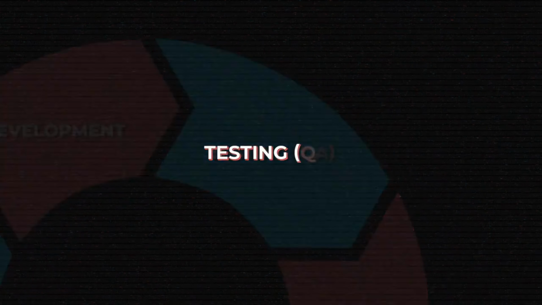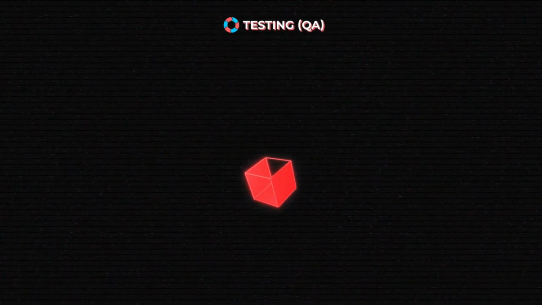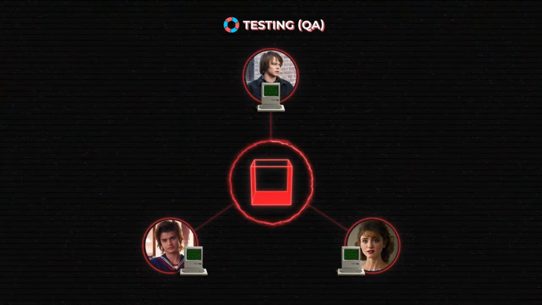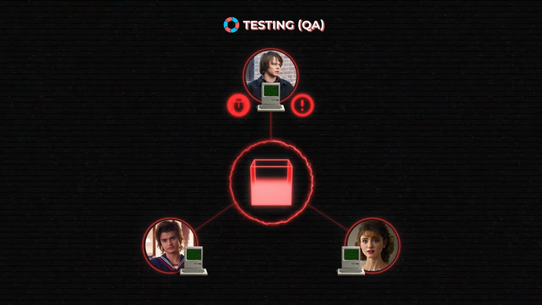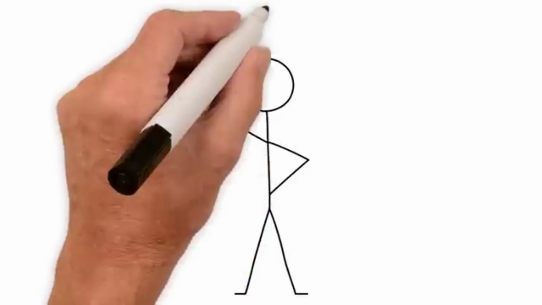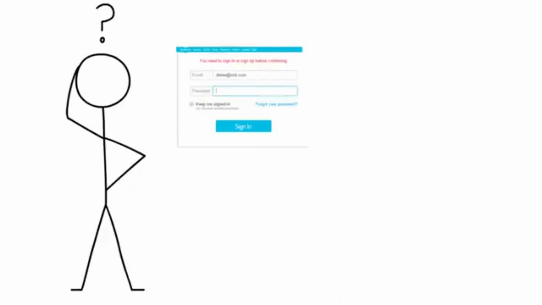The fifth one is testing. Once the software is developed, we need to test it for bugs and errors. Testing ensures the system is functional, secure, reliable, and able to handle different conditions. No software is perfect on the first try, so multiple testing cycles are needed before deployment.